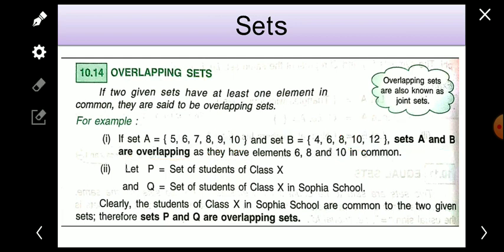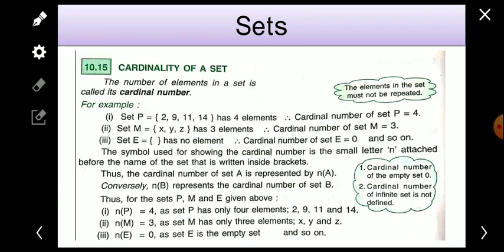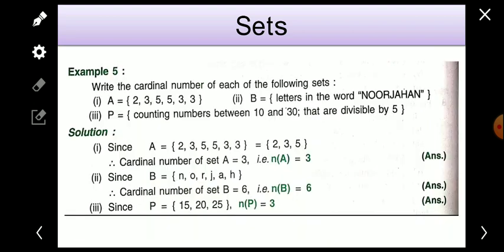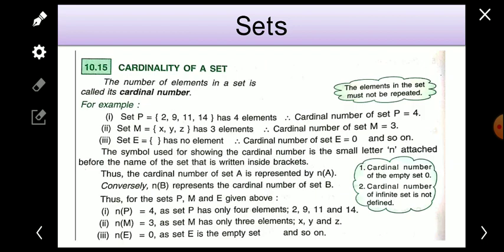If only one element would be common, then also those will be overlapping sets. So we have understood this also. Now, cardinality of a set. We'll talk about this. The number of elements in a set is the cardinal number. The number of elements in any set is called its cardinal number.